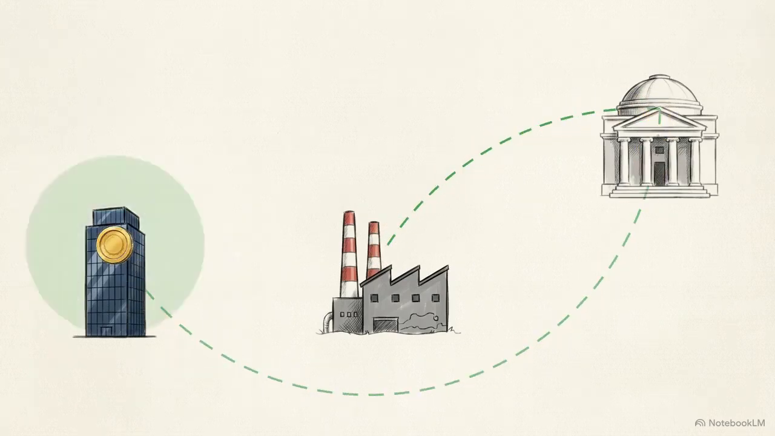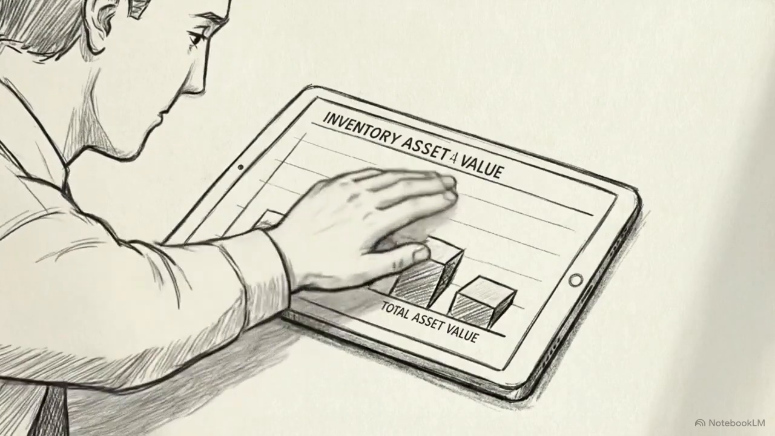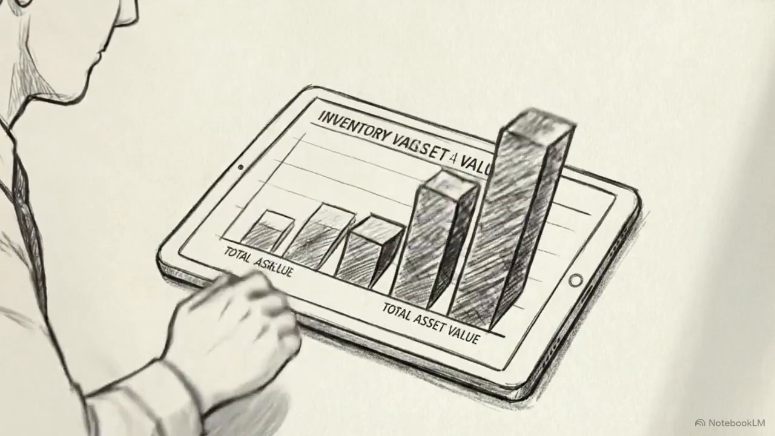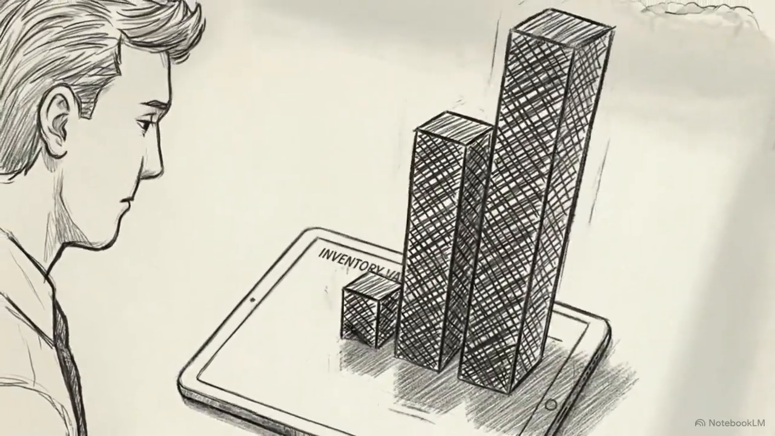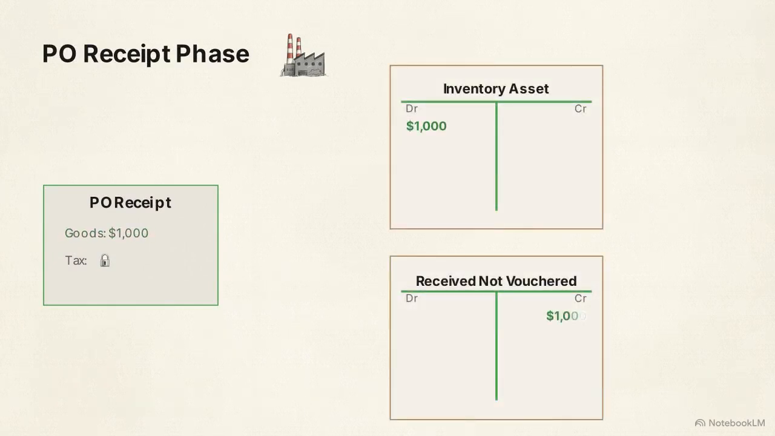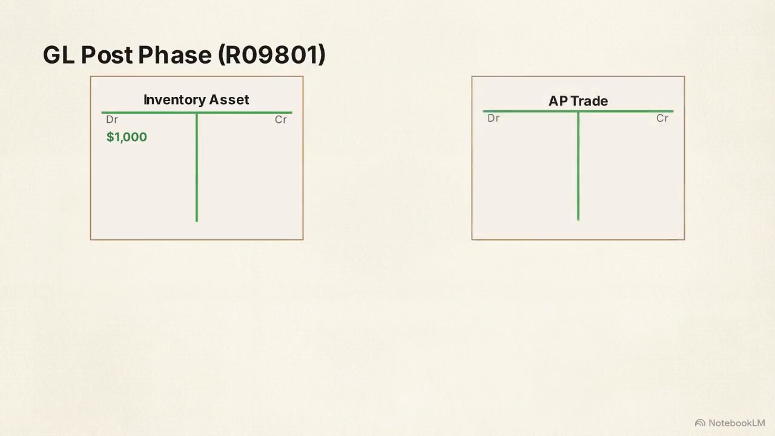The primary accounting risk with VAT is improper valuation. If recoverable tax is absorbed into the cost of goods, inventory asset values become artificially inflated. To protect valuation, JD Edwards prohibits tax accrual during the PO receipt phase. Tax fields remain empty, with only $1,000 hitting inventory and R&V. Later, during the GL post phase, the system updates the AP trade account with a $1,100 credit.